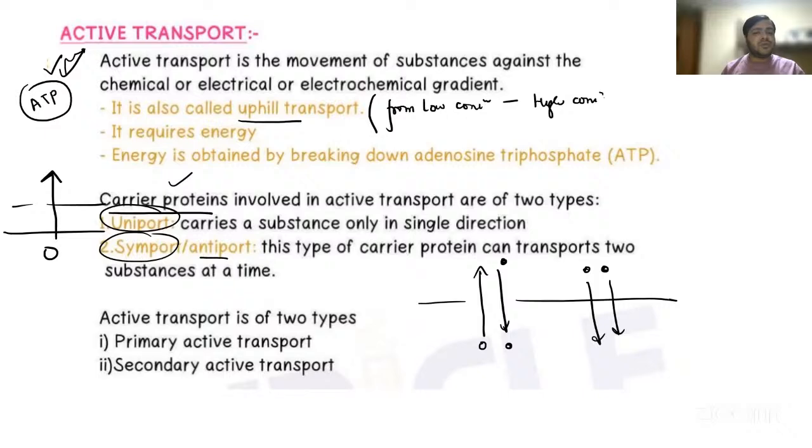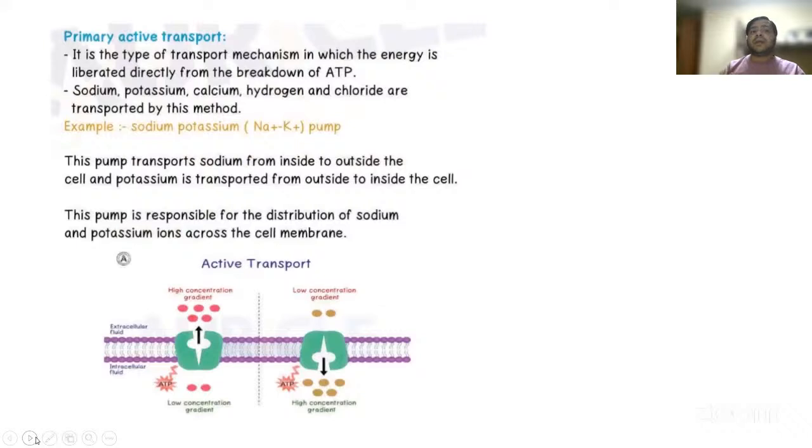So active transport, again, is basically of two types, the primary and the secondary transport. Primary transport is where the energy is liberated directly from the breakdown of ATP. You already know the sodium, potassium, calcium, hydrogen, and chloride are transported by this method, and the pump is known as the sodium potassium pump.